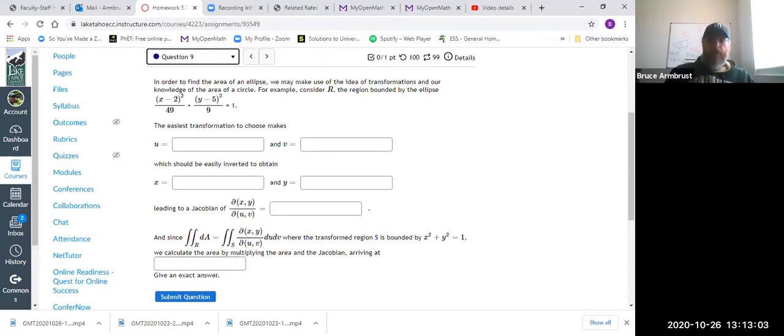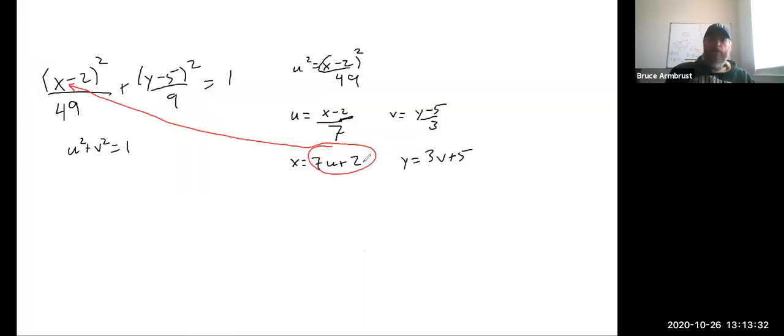We want to find the Jacobian because then we know what the original area will be. It'll be just the integral of this new thing over where the region is the circle. All right, so let's get the Jacobian. So let me go back. So here we are. So how do we get the Jacobian?